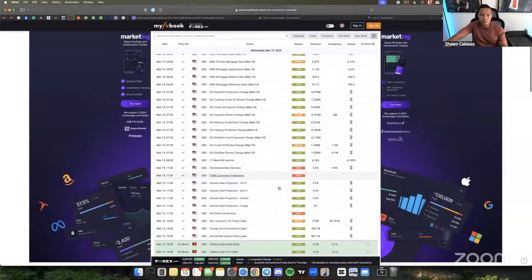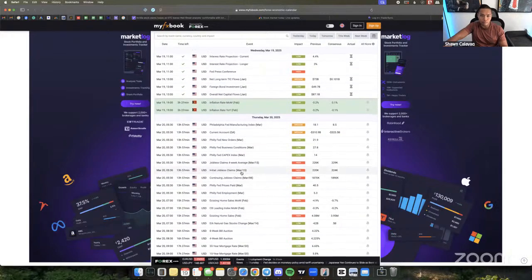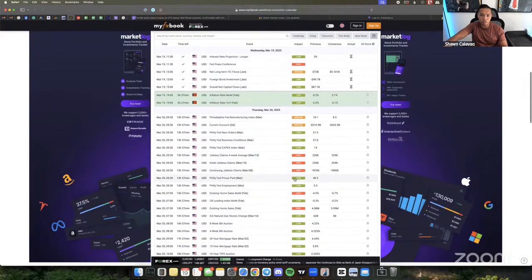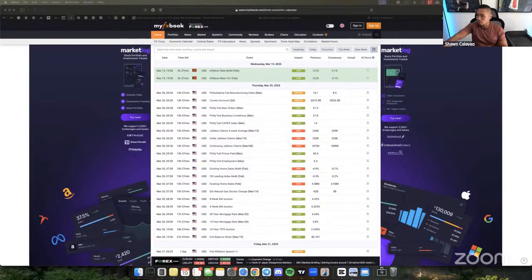But if you had something like the interest rates, obviously I would avoid that. Jobless claims, anything high impact red folder, usually avoid it, or even medium, but it depends on which one. So that's pretty much the only stuff that I try to avoid.